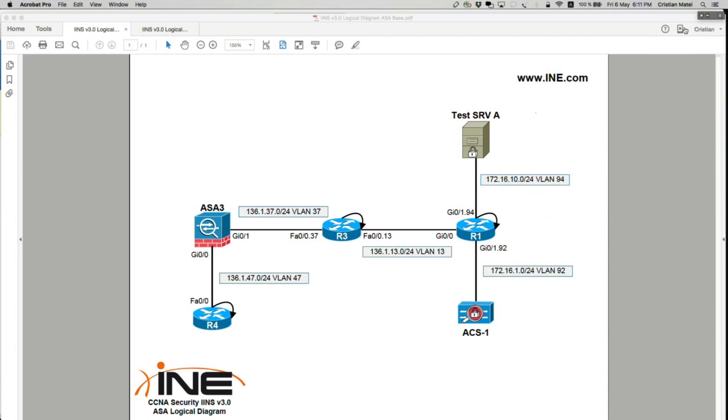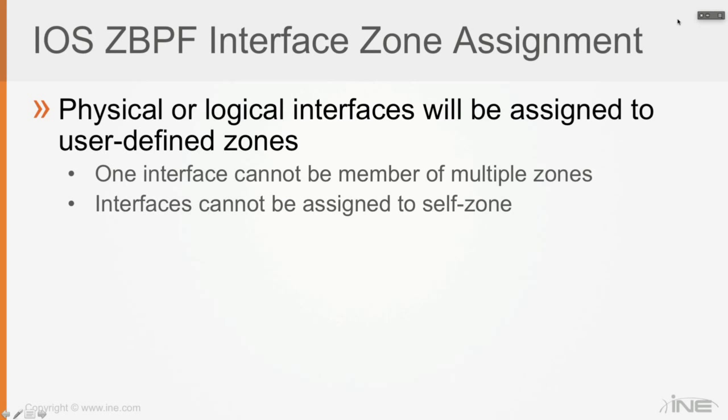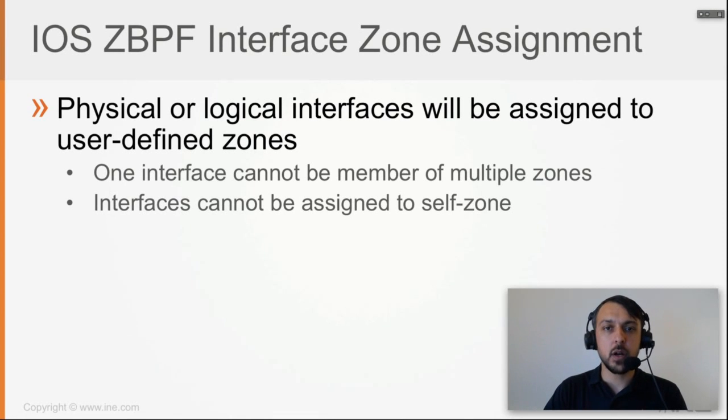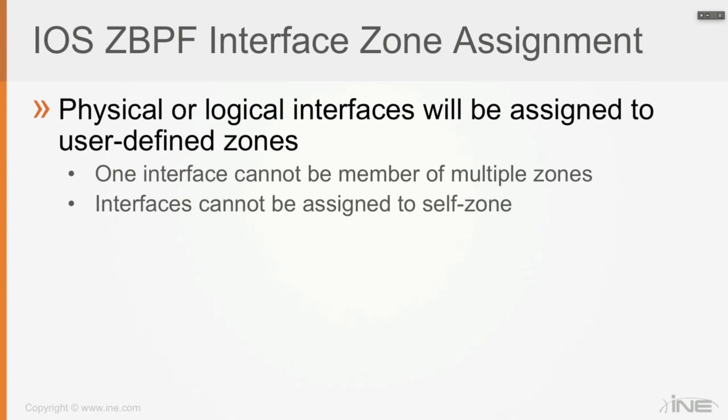So you cannot assign an interface to multiple zones, and interfaces cannot be assigned to the self zone, because the self zone controls all traffic destined to the router or initiated by the router. All interfaces, all links to the router behind the scenes, belong to the self zone. So you don't attach an interface, physical or logical, to the self zone. You assign the interfaces to user-defined zones.